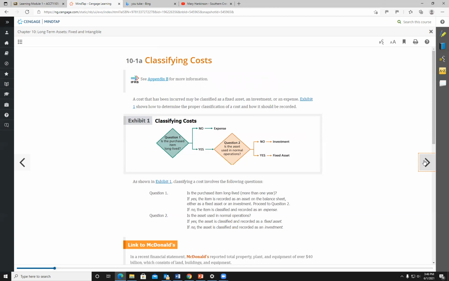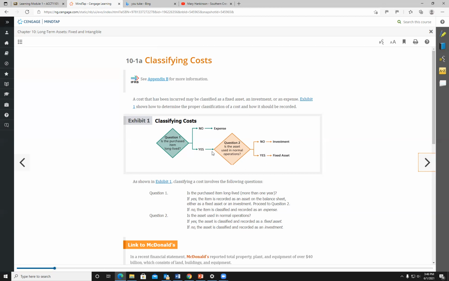So a cost that's been incurred can be classified as a fixed asset, an investment, or an expense. In Exhibit 1, it helps us determine the proper classification of a cost and how it should be recorded. First thing you want to ask yourself is question 1, is the purchased item long lived? Meaning, does it have a life expectancy of more than 1 year? If your answer is no, then it's an expense. You're done.